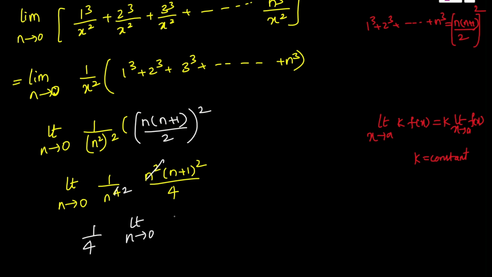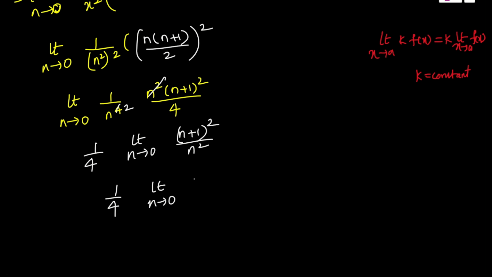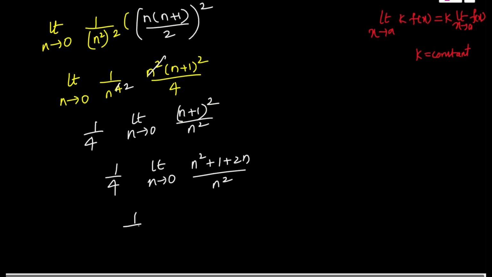Limit n tends to 0. This is n plus 1 the whole square by n square. I'll try to solve this further. So 1 by 4 limit, if I take n tends to 0, let me expand this one. What will it be? I'll apply a plus b the whole square, a square plus b square plus 2ab, by a square. Whatever the denominator we have, which is nothing but 1 by 4 into limit n tends to 0.